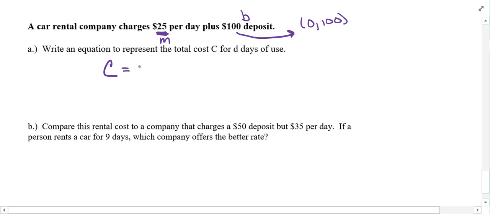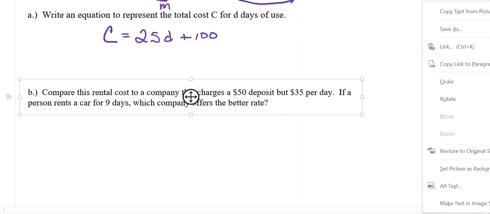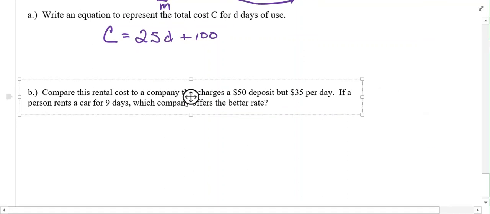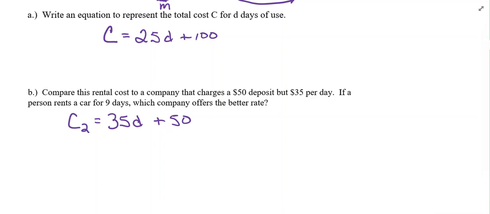So C equals $25 times the number of days that we have it plus the $100. We're asked to compare this rental cost to a company that charges a $50 deposit but $35 a day. So to do this one, let's call it our option number 2, would be $35 a day plus only a $50 deposit. If a person rents a car for 9 days, which company has a better rate?